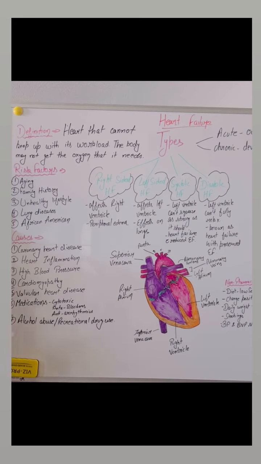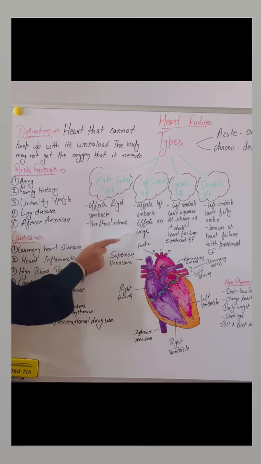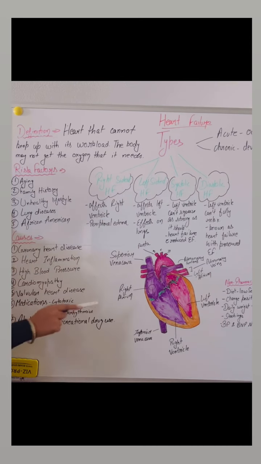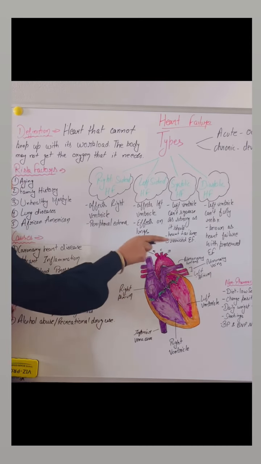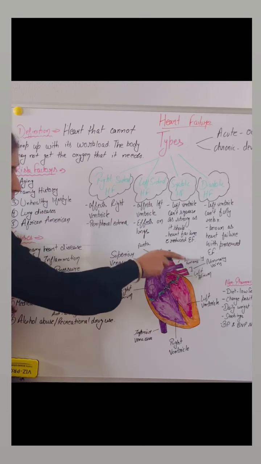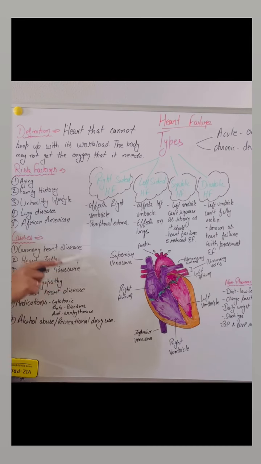So now let's talk about left-sided heart failure. As we talked about the blood circulation, let's have a look at the left side. As you see, what I have written here, it affects the left ventricle and it has effects on the lungs. As we talked earlier, from the right ventricle, the blood goes to the lungs. Let's keep that in mind. From the lungs, the blood comes back to the left side of the heart, that is the left atrium and left ventricle.